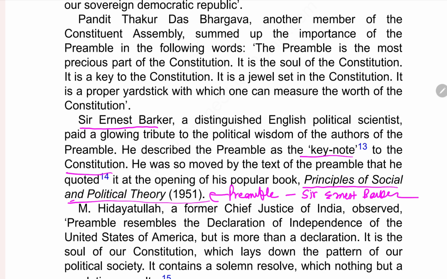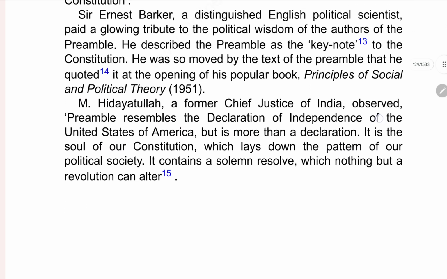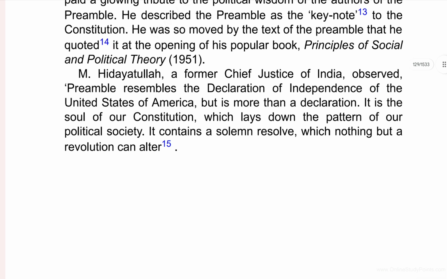M. Hidayatullah, former Chief Justice of India, observed that the preamble resembles the Declaration of Independence of the United States of America, but is more than a declaration. It is the soul of our constitution which lays down the pattern of our political society, and it contains a solemn resolve which nothing but a revolution can alter. So we can see different concepts, different rationality and ideas here from the eminent personalities.